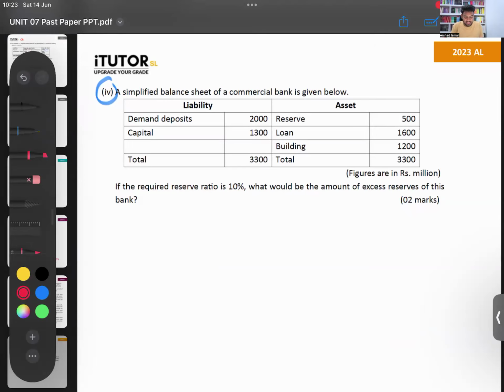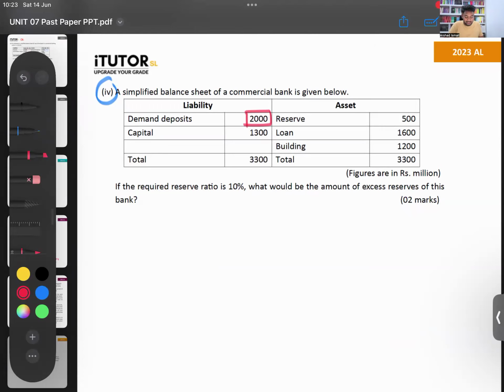They've given you capital, reserves, loans. They've given you building also. If the SRR is 10%, what is the amount of excess reserves this bank has? If you've not fallen asleep, can you please give me an answer? How much of excess reserves does the bank have?